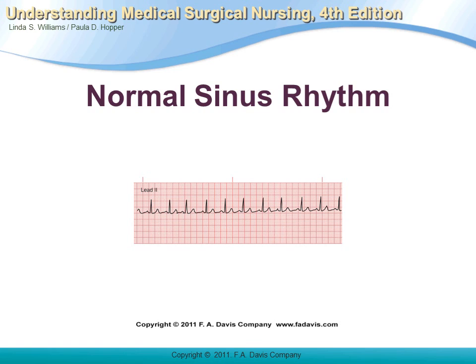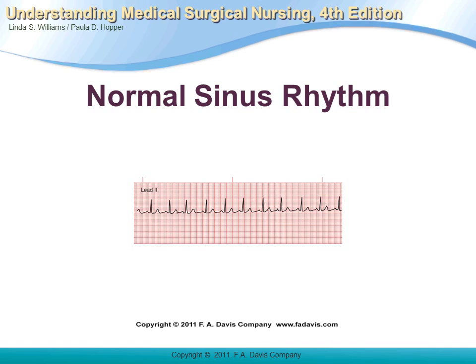Then we would measure the PR interval, the length from the start of the P wave to the initiation of the QRS complex, and we want that to be between 0.12 and 0.2 seconds. Then we want to look at that QRS complex, measure that. We want that less than 0.1 seconds. And then we want to look at the QT interval.